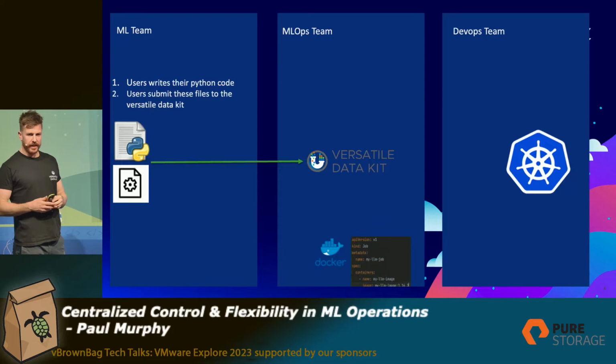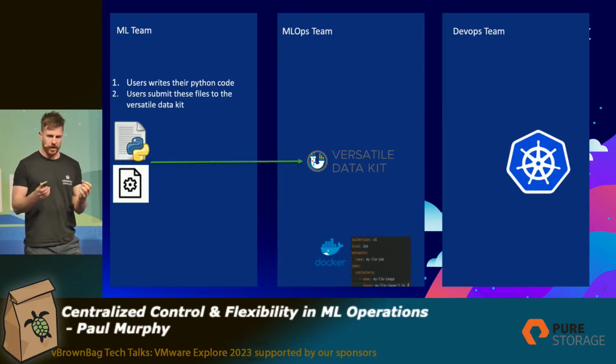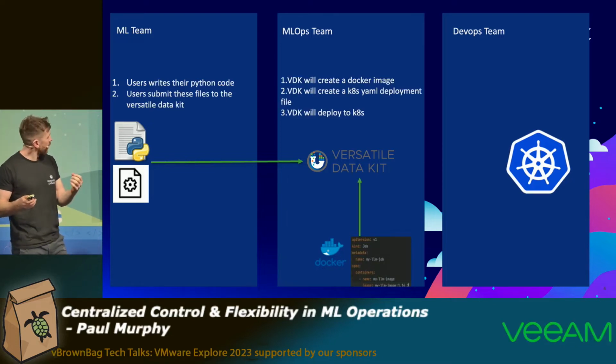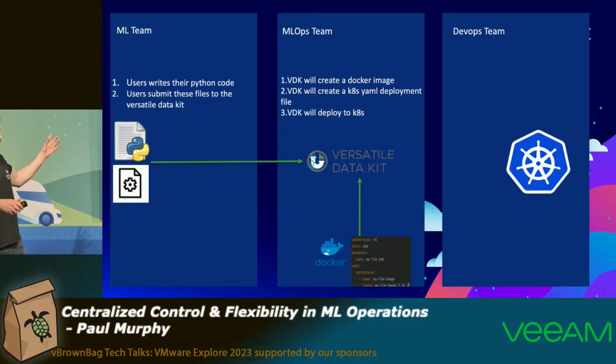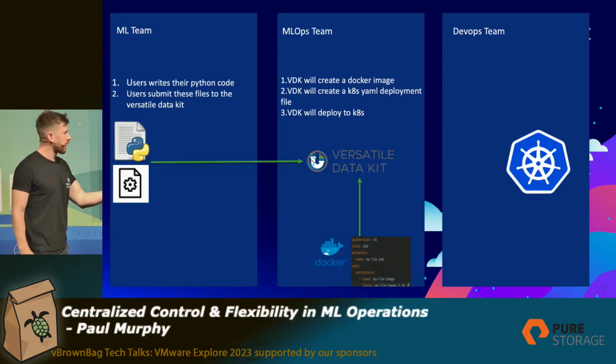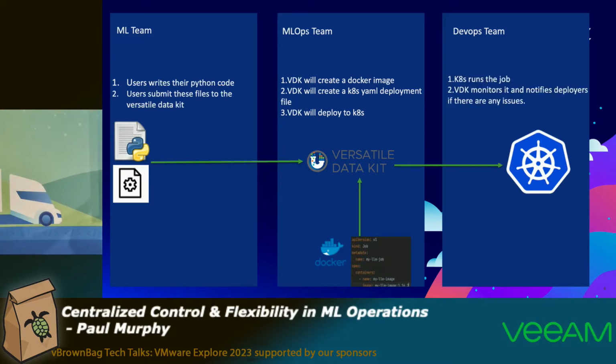What the control plane lets us do is anyone can write just a piece of Python code and submit it to the Versatile Data Kit control plane. The Versatile Data Kit control plane will take that Python code, and then based on the configuration parameters that the submitter submitted, we will create an appropriate Docker image and the appropriate Kubernetes YAML files, and then we will deploy it to Kubernetes on behalf of the machine learning engineer here.